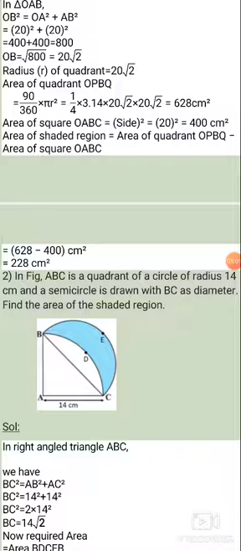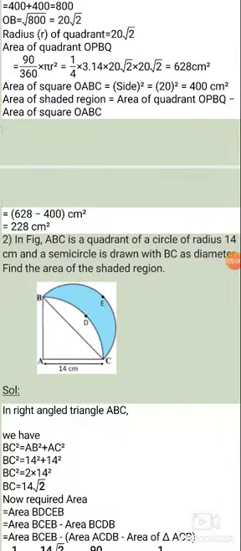Now the required area is equal to what? Area of B, D, C, E, B. That is the area of the shaded portion.